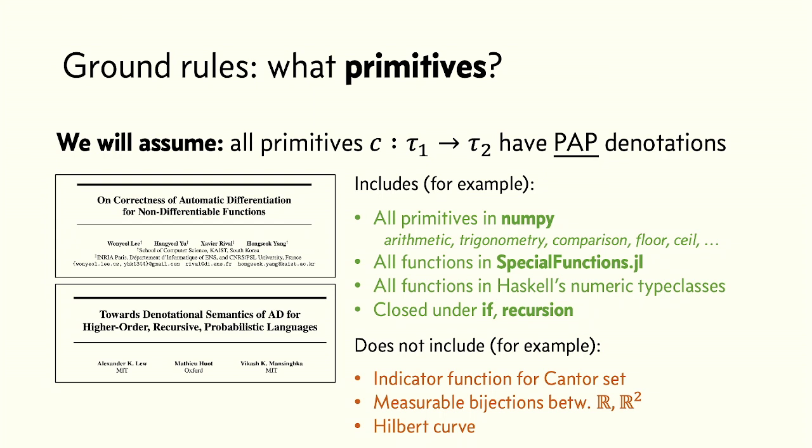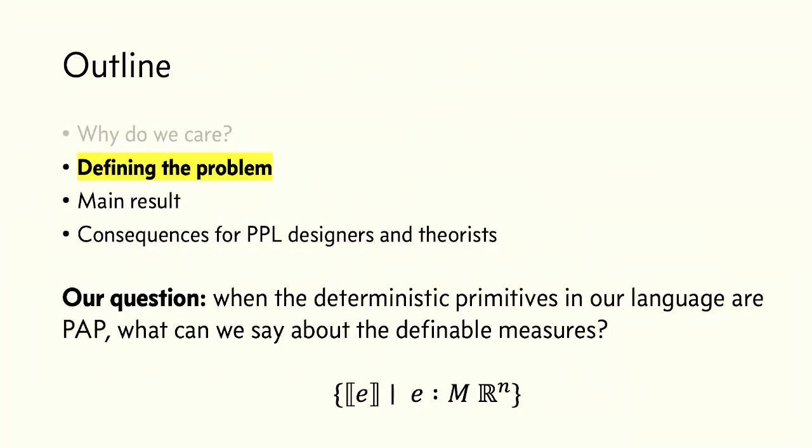So we really are thinking about what probabilistic programs you could write in practice using the kinds of functions that libraries typically expose to users. You could choose a more general thing. You could say all measurable functions. And we know what the answer is if you allow all measurable functions, also from this line of semantic work by Matthias and others: you can define any s-finite measure, which includes all probability measures. So we want something a little more restricted to correspond more to our day-to-day practice. With this choice in hand, we have a more precise problem statement: when the deterministic primitives in our language are PAP, what can we say about the definable measures?